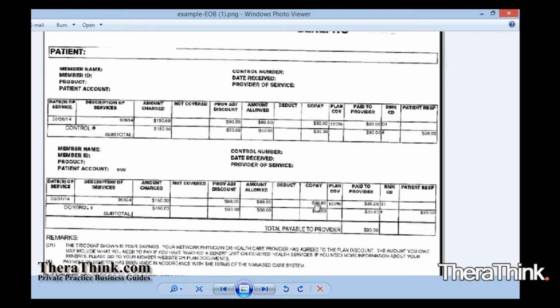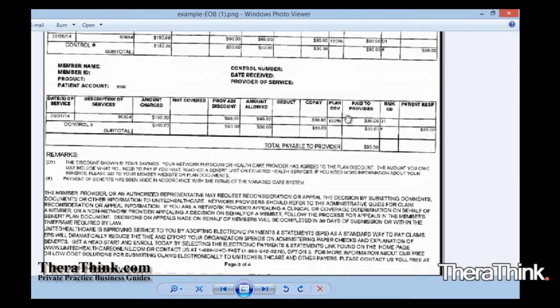Because there's a $30 co-payment from the patient, and the plan covers 100% of the total amount, the patient is going to pay $30 of the $60, and the insurance company is going to pay another $30. And then the total payable to the provider is going to be a combination of multiple claims. And then, of course, you have the description of the services here too.